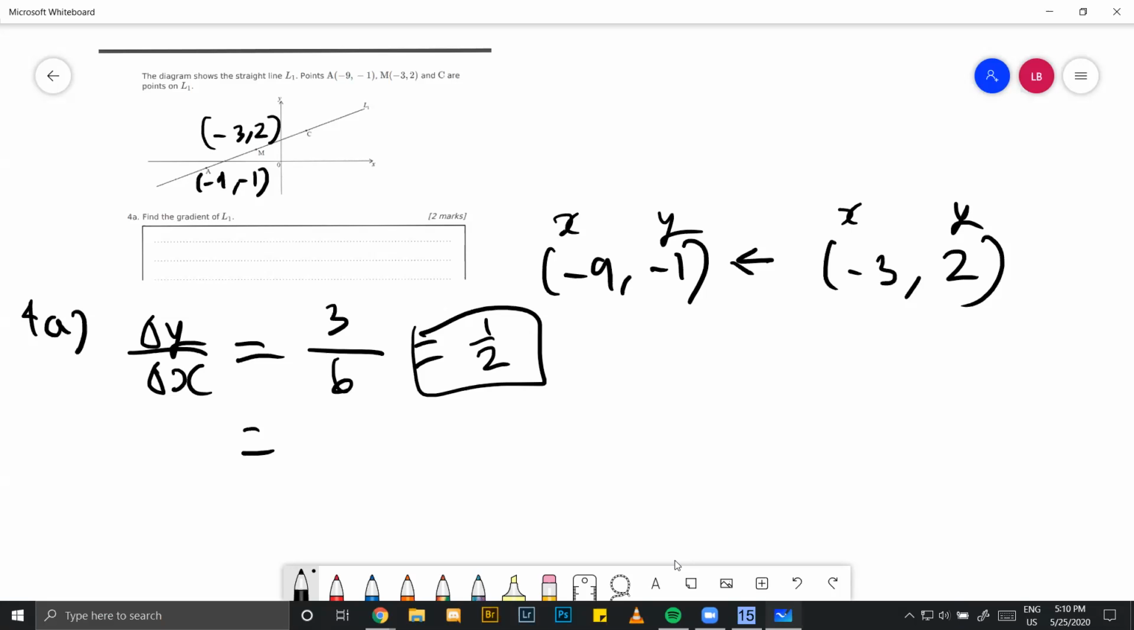The change in x values the other direction is -3 to -9, so that's -6. And the change in y coordinates is from 2 to -1, so that's -3. And again, that's -3 over -6, which is again equal to 1/2. Same answer.